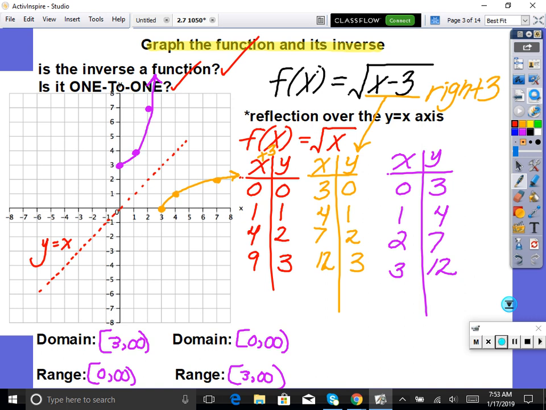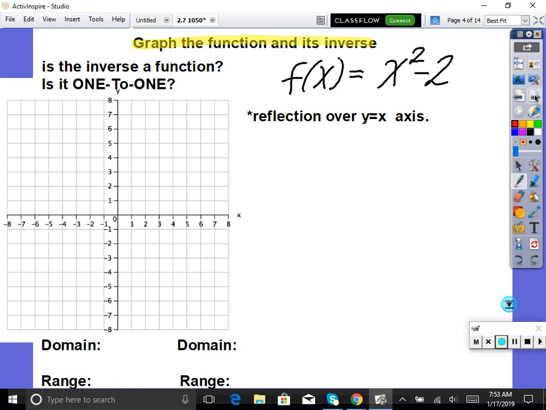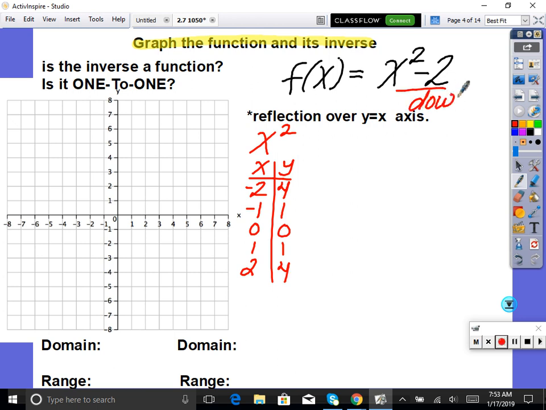Let's do another one. Okay, it says, so given this original function, graph the function and the inverse. So I would start out by saying I'm going to do the parent function x squared. I'll make an xy chart for that. So can't I plug in anything into a quadratic? Yes. So we'll start with -2, -1, 0, 1, and 2. -2 squared is 4. -1 squared is 1. 0 squared is 0. 1 squared is 1. 2 squared is 4. But now we're transforming it down 2, aren't we?